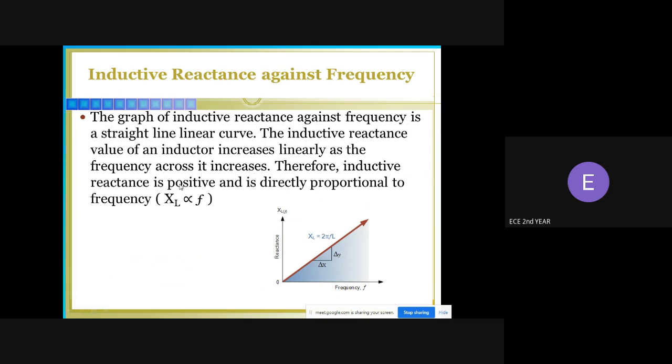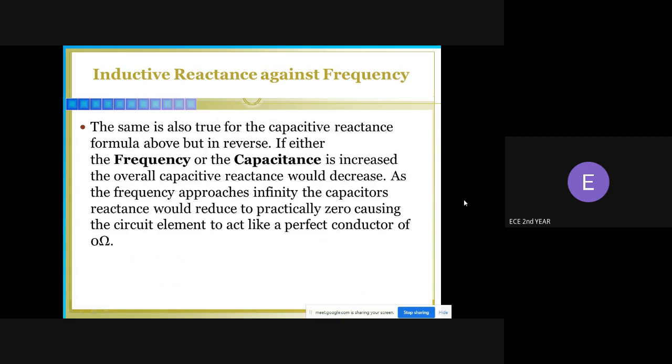Therefore, the inductive reactance is positive and is directly proportional to the frequency, XL directly proportional to F. If F is increasing, XL is also increasing, so both increase linearly. So XL equals 2 pi FL. The same is also true for the capacitive reactance formula above, but it is reversed, because inductors and capacitors are vice versa.